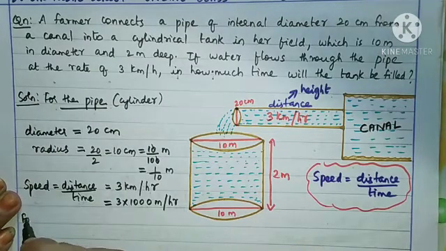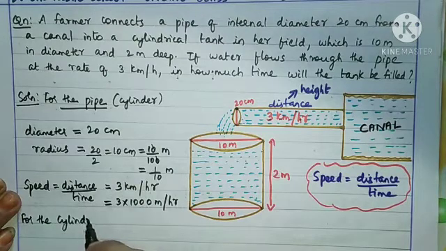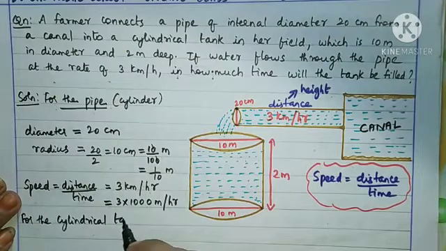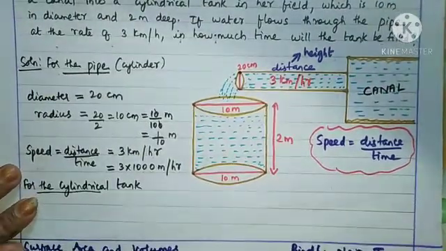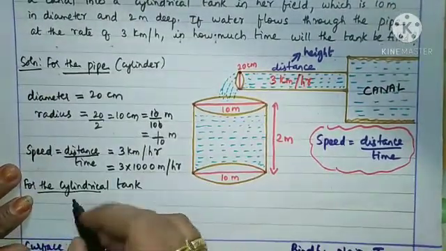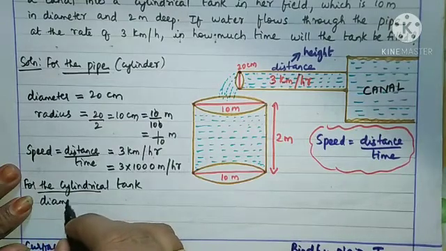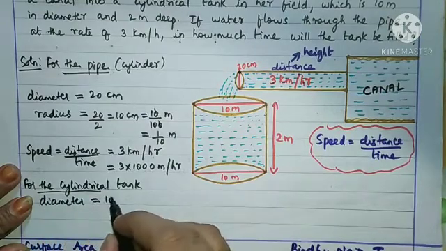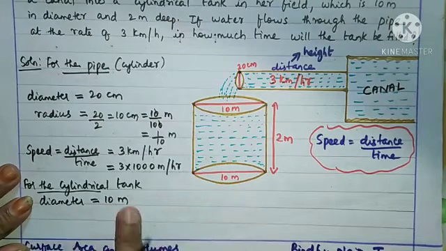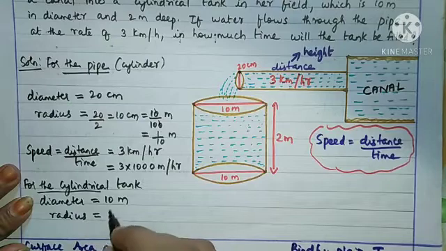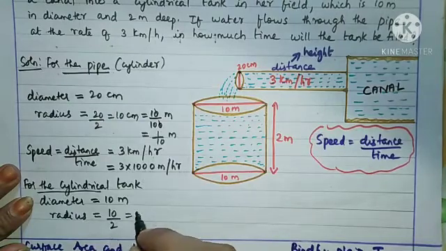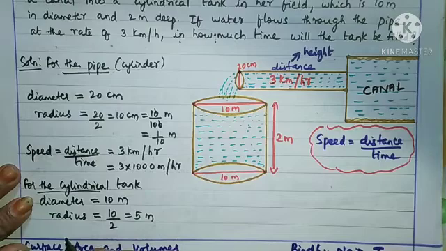Now you are writing for the cylindrical tank. Yes. So it is also cylinder shape. So we are applying the dimensions. Yes. Here diameter is given 10 meters. No need of changing. It is in meters. So radius is half of 10. That is 5 meters. What is height?